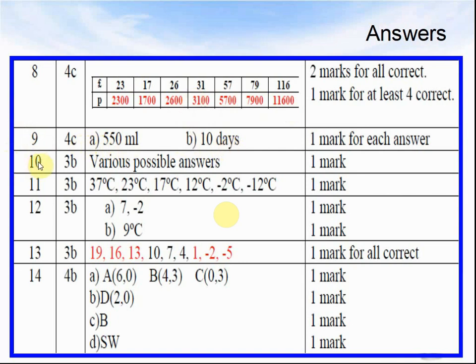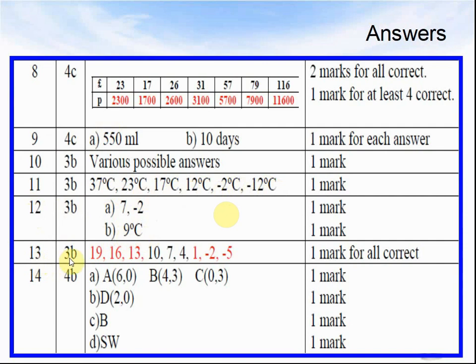10 has various possible answers, so you'd have to check with your teacher or your colleagues. This is the order of the temperatures. Number 11. Minus 12 degrees, minus 2 degrees, 12 degrees, 17 degrees, 23 degrees, 37 degrees. 12. A, 7 and minus 2. B is 9 degrees centigrade.